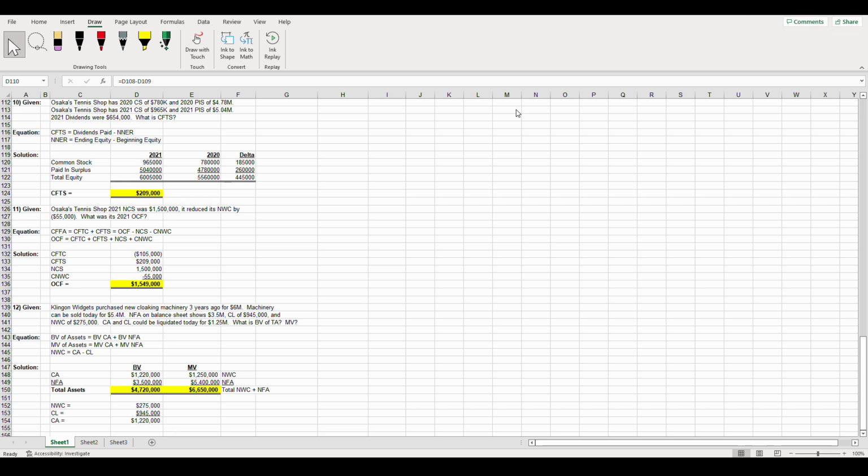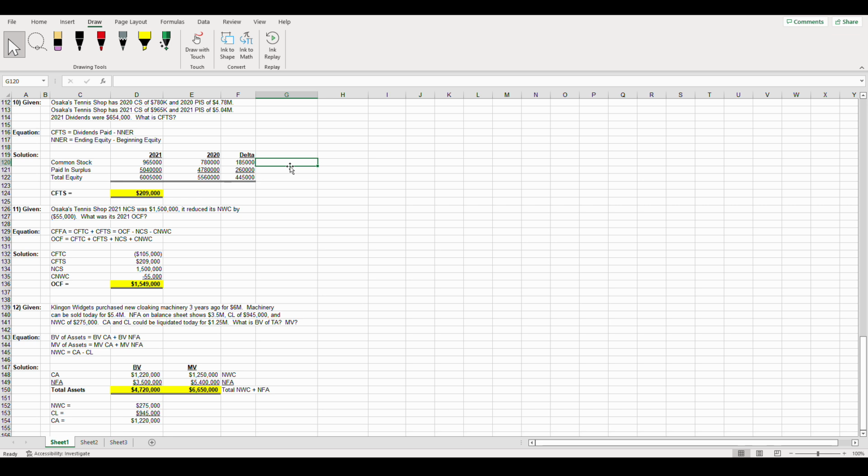So our equation is cash flow to stockholders equals dividends paid minus net new equity raised. And net new equity raised is simply ending equity 2021 minus beginning equity from 2020. So we set up a little table. We have our common stock listed first for 2021 and 2020, and then we have our paid-in surplus for 2021 and 2020, and then a delta column to see the change over the years. So my common stock has gone up $185,000. My paid-in surplus has gone up $260,000. And my overall total equity account has gone up $445,000.